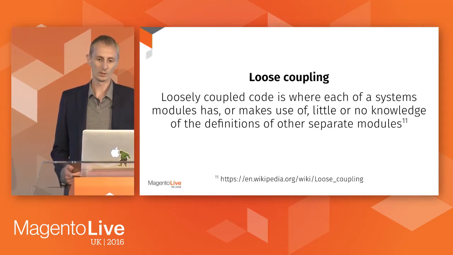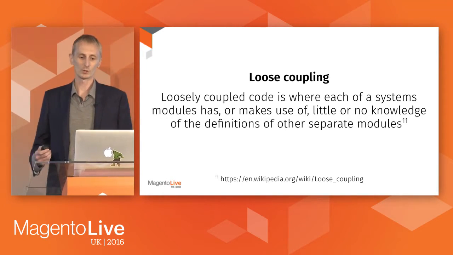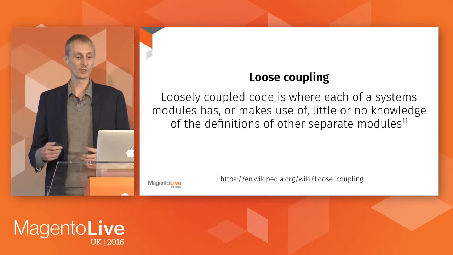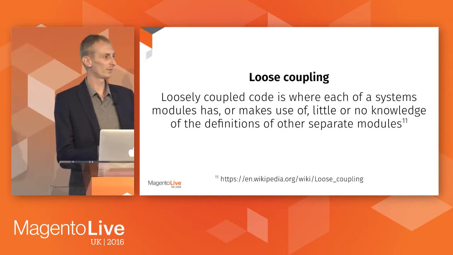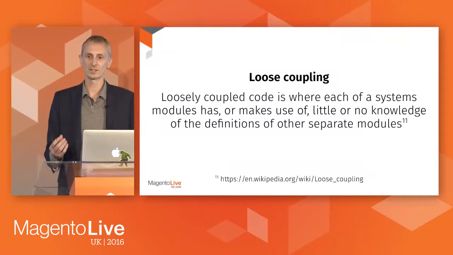So we know what tight coupling is. What is loose coupling? What if we flip it on its head, what do we actually see? Loosely coupled code is where each system's module has or makes little use or knowledge of each other. So it's a load of individual classes spread across the system, only talking to the classes that they need to know about, just exposing a public interface, an API that they can communicate via.